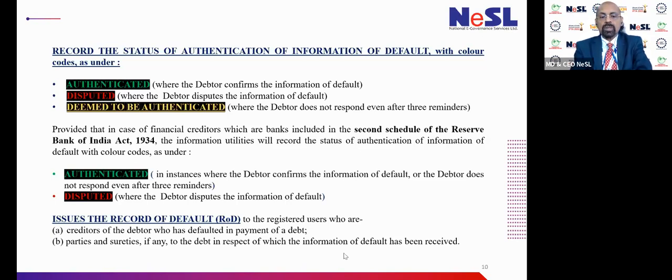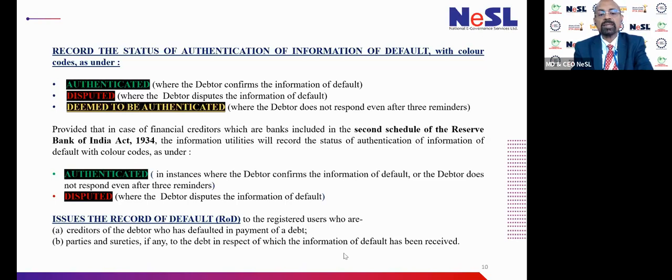So what happens after this authentication is complete? The record of default is issued to the registered users who are creditors of the debtor who has defaulted in payment of a debt, and also to parties and sureties, if any, to the debt in respect of which the information of default has been received. There are 2 elements of significance here. When the mail is sent, it is not a question of just sending a mail. The IU has to ensure that the mail is delivered. How we ensure this is that if it's an email, we get a delivery status from the email service provider that the mail has been delivered. Till the time the mail is actually delivered, this process cannot be completed.